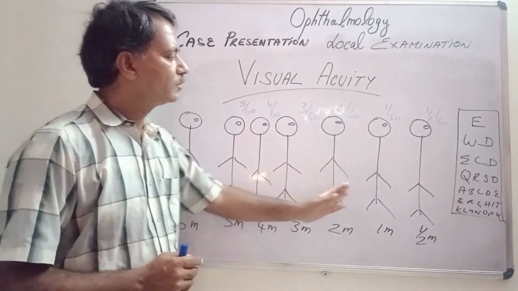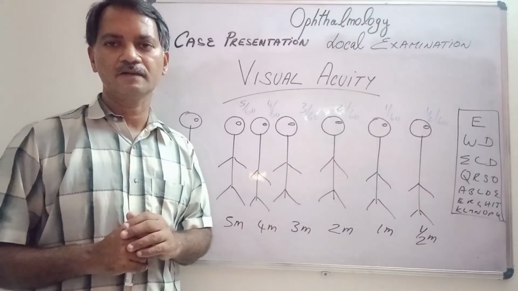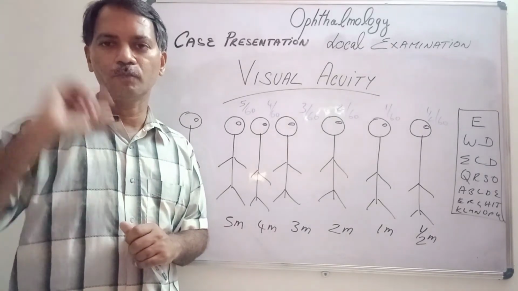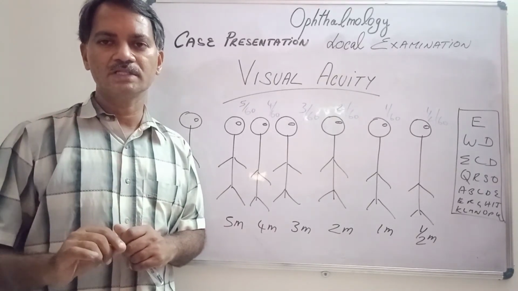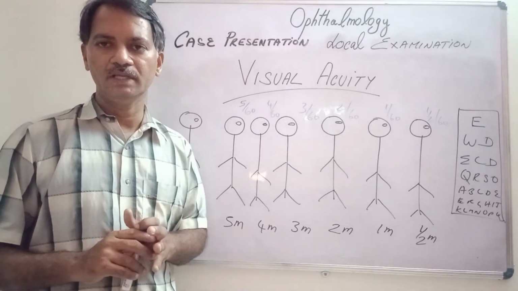Like that, we can go up to half meter from the Snellen's chart. And if at the half meter distance, patient is able to read the topmost letter, then the visual acuity is recorded as half by 60. This is how we will do it normally.